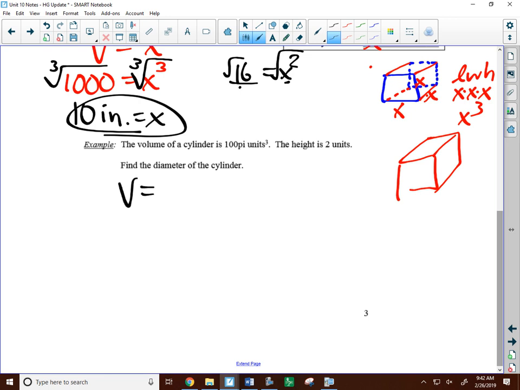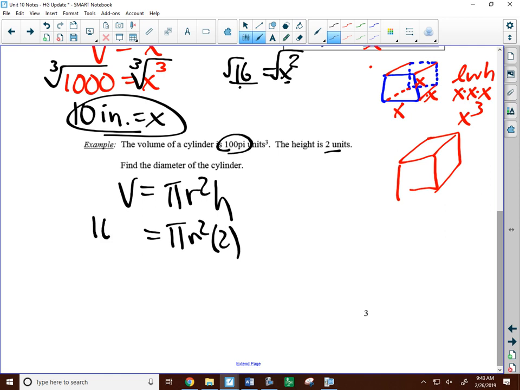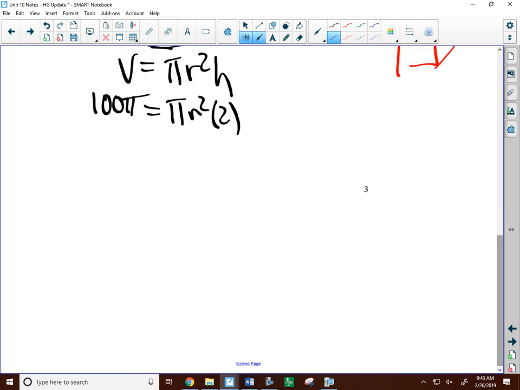So this is the volume of a cylinder. I'll do pi r squared h. And instead of knowing r and h, we know v and h. So they say the height is 2, so I'll put in 2 over here. And we know volume is 100 pi. So we just have to work backwards and find r. And it's just find diameter, so we'll double r. Just like the arc length, area of sector, I'm first going to cancel a pi. I'm really dividing both sides by pi.